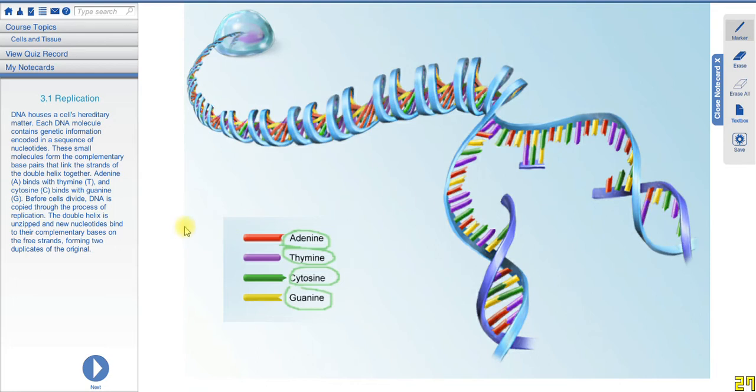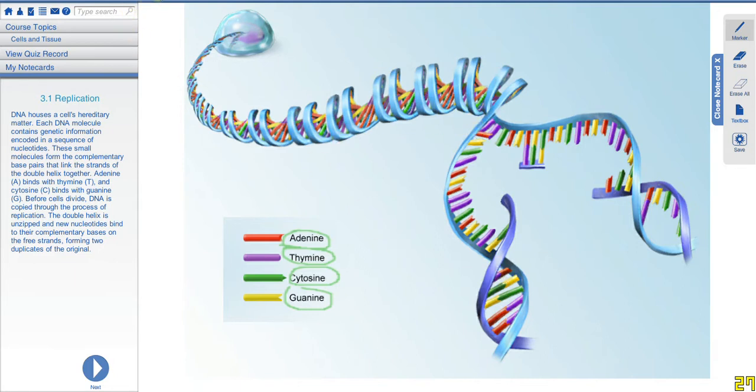Adenine binds with thymine. Then we come to cytosine, which binds with guanine. Before the cells divide, DNA is copied through the process of replication, and the double helix is unzipped and new nucleotides bind to the complementary bases on the duplicates of the original. So that's what replication says about this.